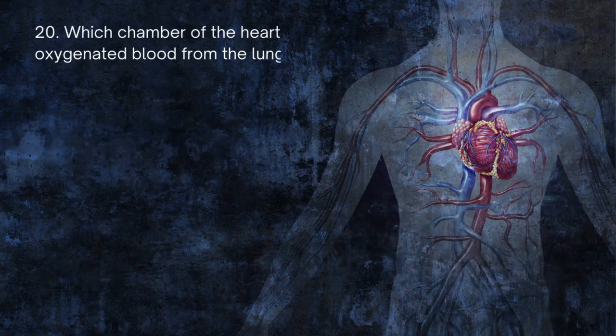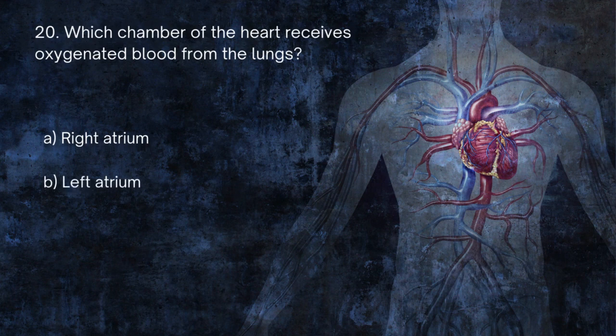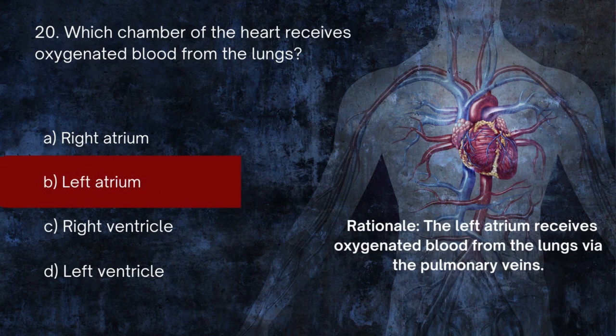20. Which chamber of the heart receives oxygenated blood from the lungs? A. Right atrium. B. Left atrium. C. Right ventricle. D. Left ventricle. Rationale: the left atrium receives oxygenated blood from the lungs via the pulmonary veins.